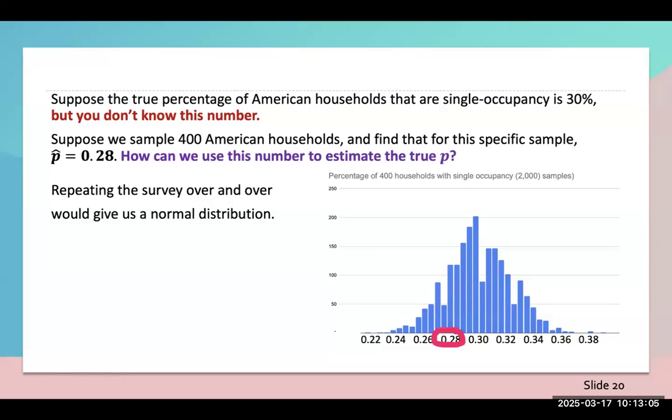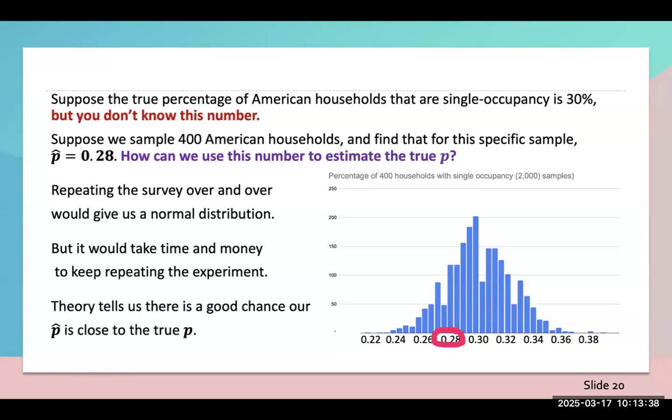Repeating the survey over and over again would give us a normal distribution. So if I could afford to sample 400 American households 2,000 times, and I made a histogram of all of the percentages, like I did here, I would get something that would look very similar, and I would be able to estimate, oh, in the middle of that graph is 30%. But the problem is that would require time and money, and that's usually two things we don't want to spend.